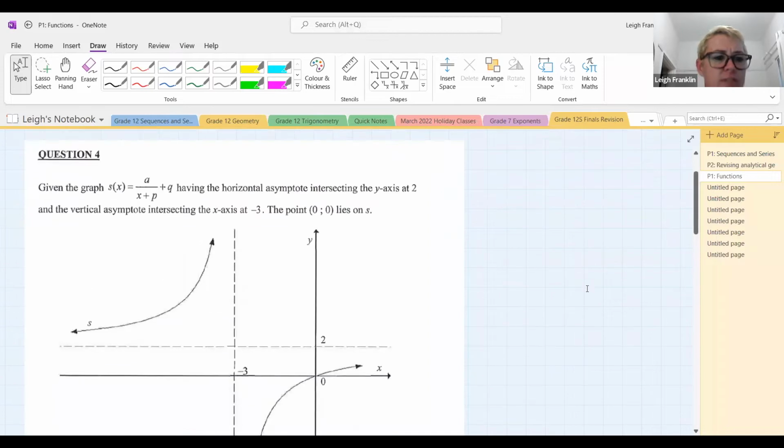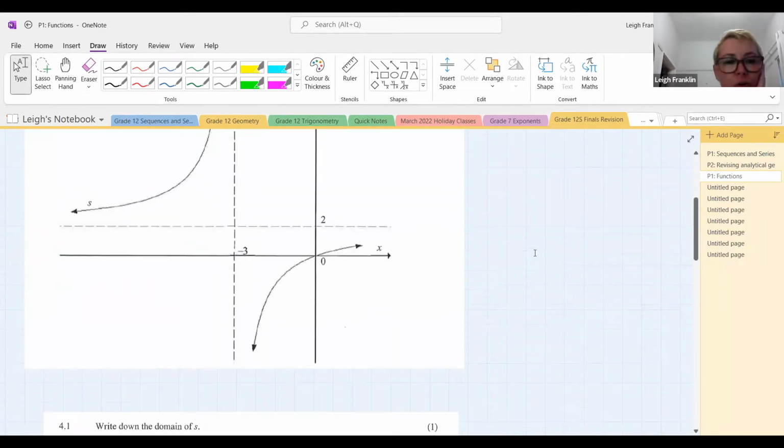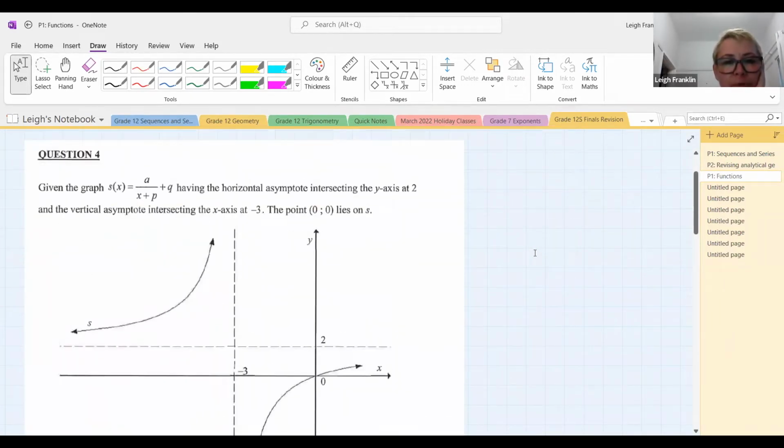So given the graph S of x equals a over x plus p plus q, having the horizontal asymptote intersecting the y-axis at 2, and the vertical asymptote intersecting the x-axis at -3, the point (0;0) lies on S. So we know that it goes through the origin. So this particular hyperbola has been shifted to the left and up. All right, so to the left by 3 units and up by 2 units.